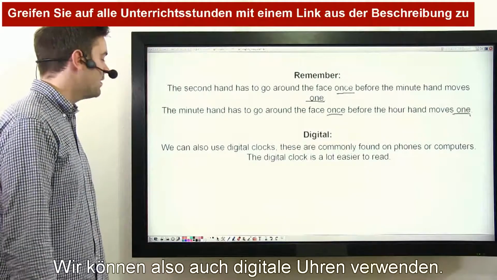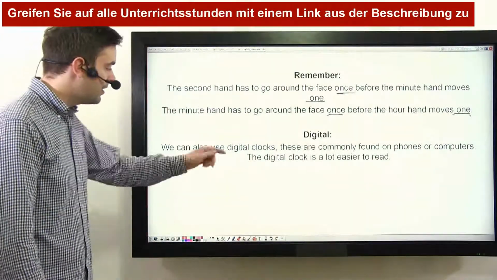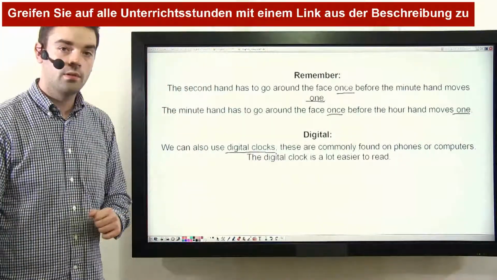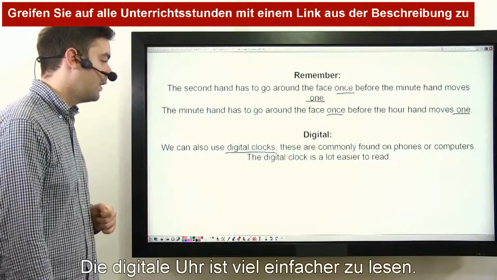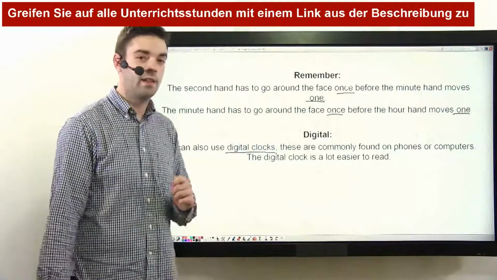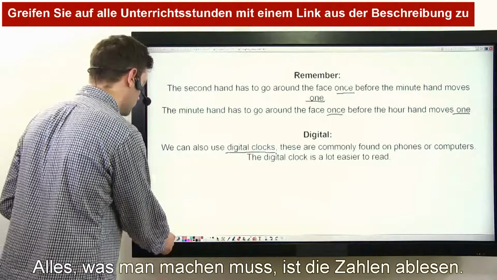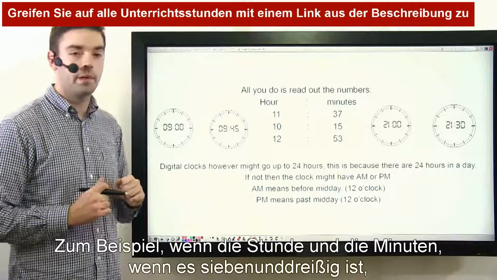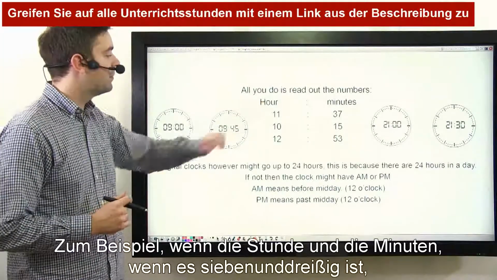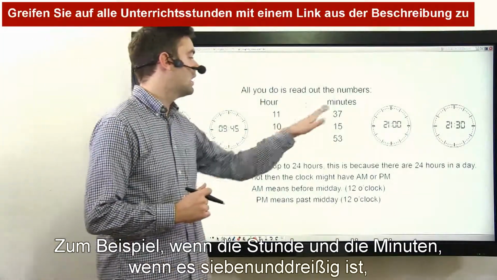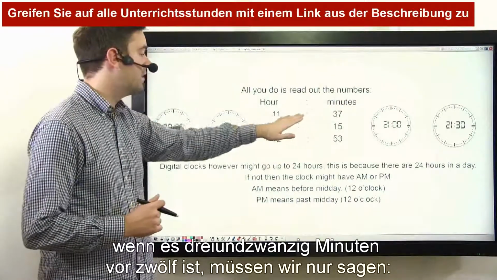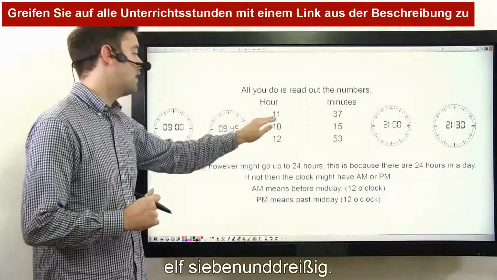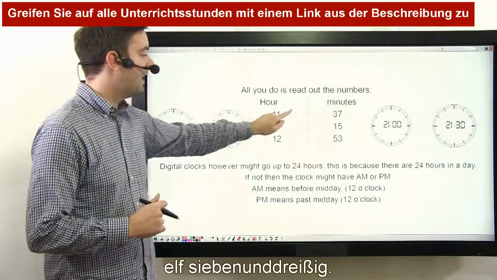We also need to look at digital. So we can also use digital clocks. These are commonly found on phones or on computers. The digital clock is a lot easier to read. All you need to do is read out the numbers. For example, if it's 23 minutes to 12, all we'd have to say is 11:37.